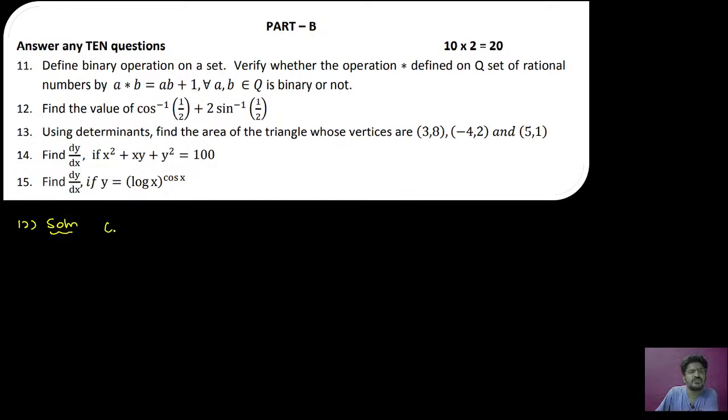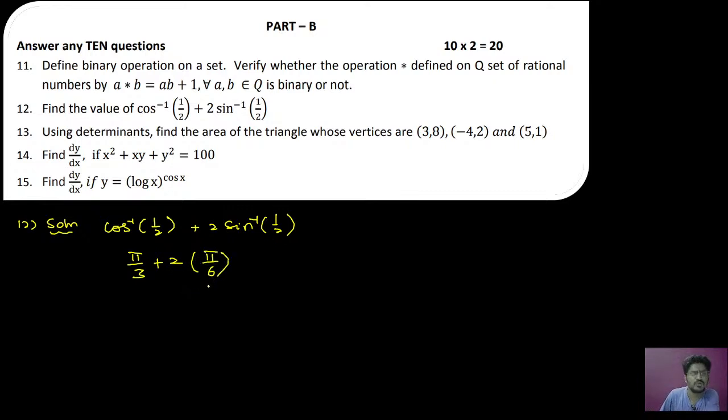We have to find the value of cos inverse of 1 by 2 plus 2 times sin inverse of 1 by 2. We all know that cos inverse of 1 by 2 is pi by 3, that is 60 degrees. And sin inverse of 1 by 2 is pi by 6, that is 30 degrees.